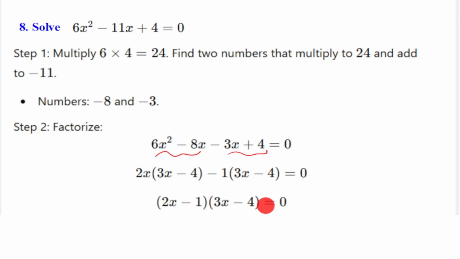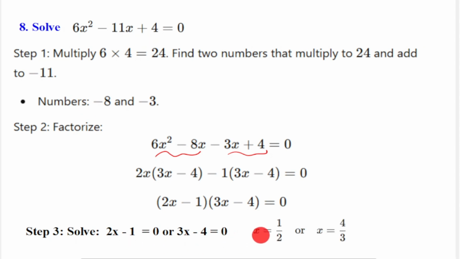We have factorized. When we solve, 2x minus 1 is equal to 0, or 3x minus 4 is equal to 0. For this one, the value of x is equal to 1 over 2. And for this one, the value of x is equal to 4 over 3. Therefore, the solution set is 1 over 2 and 4/3.